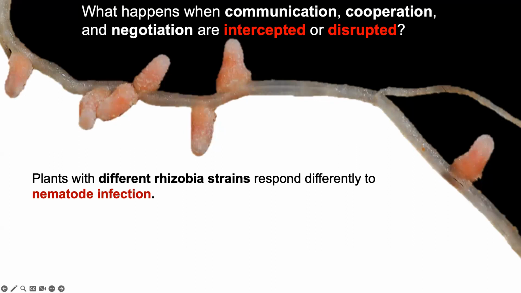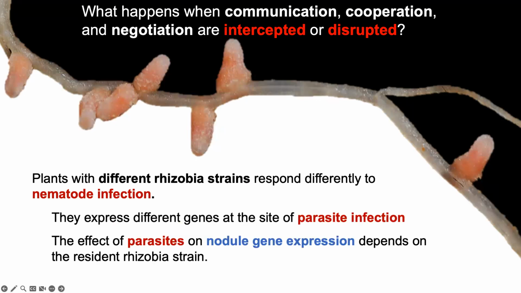Okay, so overall, what these data suggest is that plants with different rhizobia strains respond really differently to parasite infection, and that the partner that you have seems to actually be a surprisingly important factor in mediating your interaction with this antagonist. This is because these plants are expressing different genes at the site of parasite infection itself, so in the gall, but also that the effect of parasites on nodule gene expression seems to be dependent on strain.